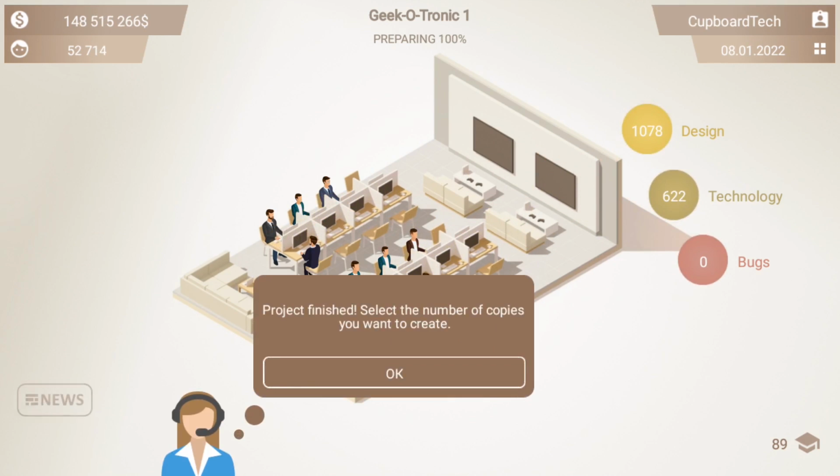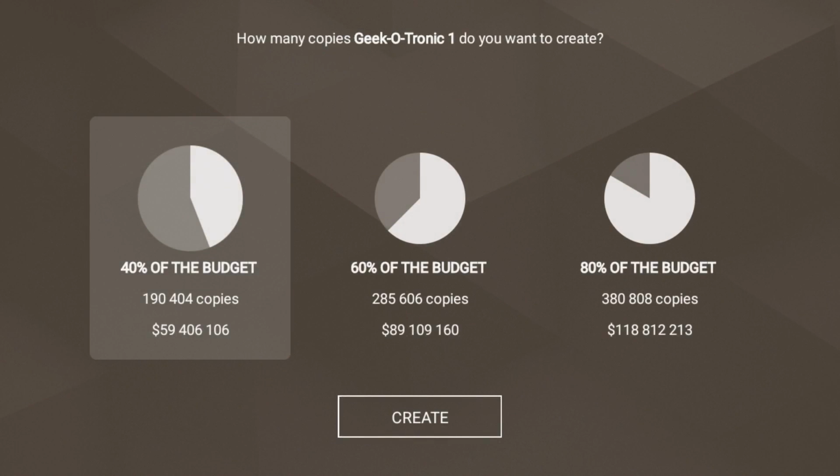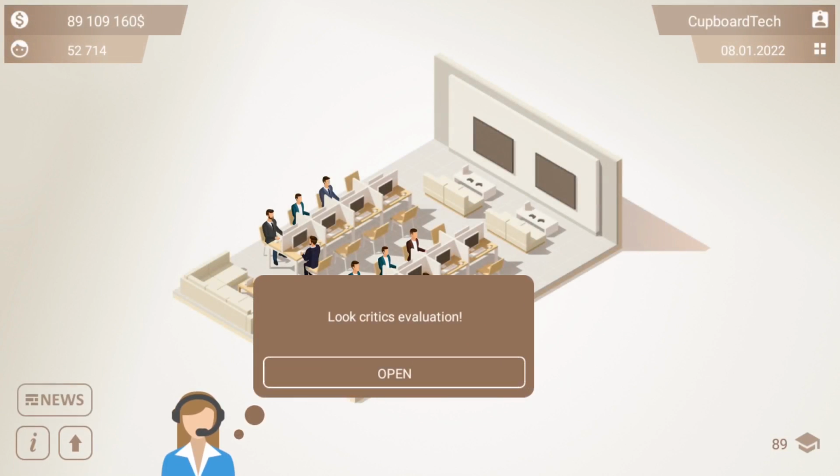Okay, it's done. The Geek-O-Tronic 1, possibly the most basic, worst phone I could ever make, is ready to roll. Got 89 research points, which is good. An extra 9, which is lovely. Number of copies: 190,000 copies for 40% of the budget, or 60% of the budget is 285,000 copies. That would be $89 million. I can't do the $89 million. Let's do 59.5 million, for 190,000 copies. Let's see if we sell them.